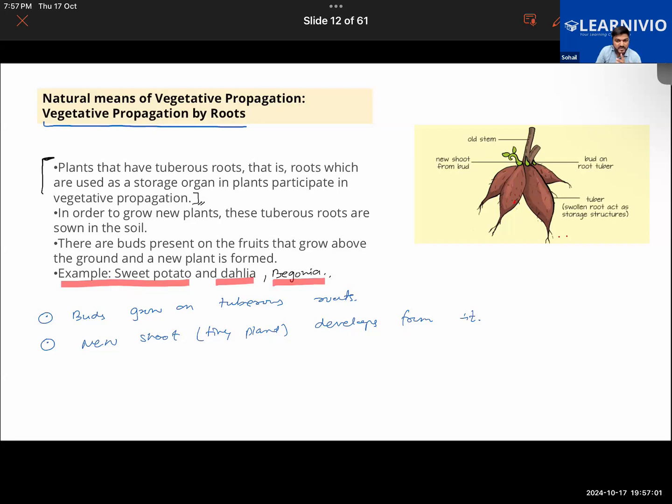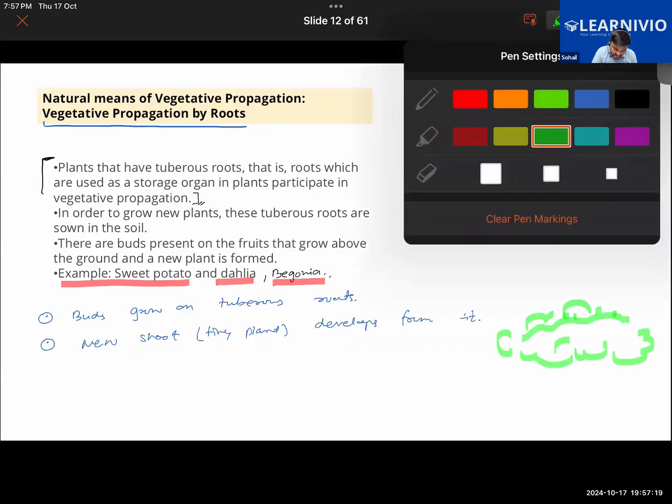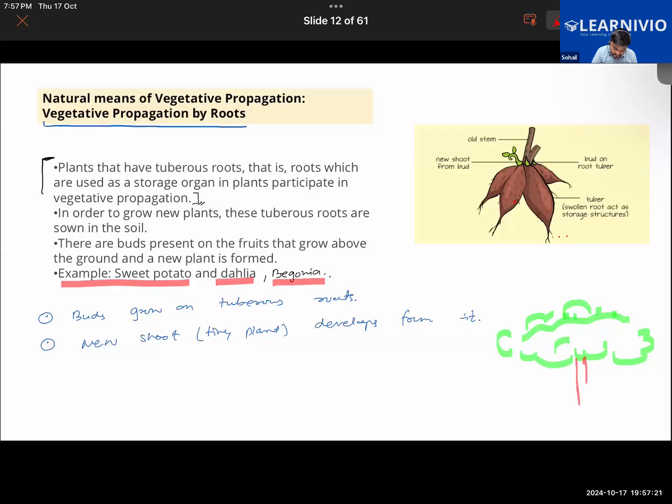I hope you're getting what I'm trying to say. Both of you getting what I'm trying to say about the aerial roots? Okay. Let me just draw a diagram to give better clarity to you guys. Say that this is a plant over here. This is the main root. And what we get to see is that from the branches of this tree, roots will grow from these branches also.